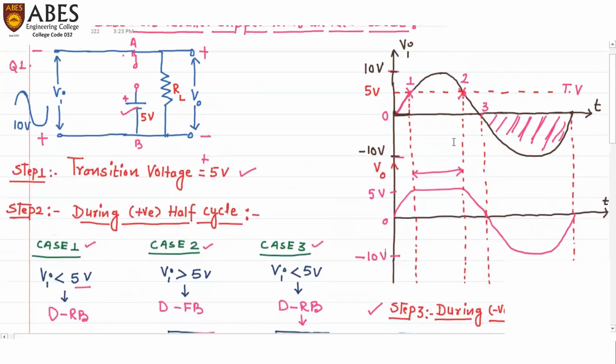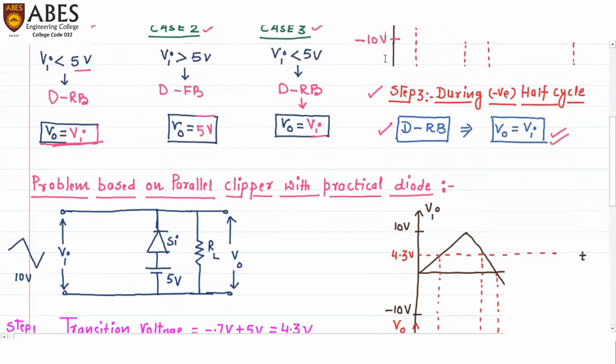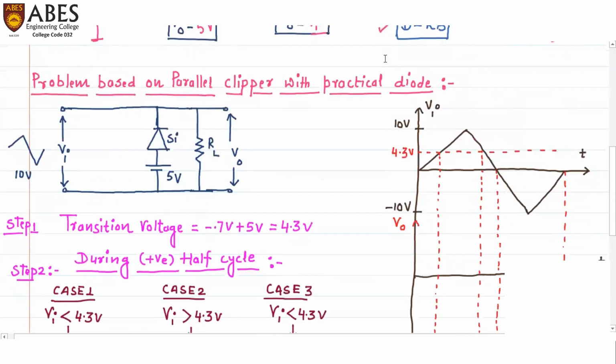So this is an example of a parallel bias clipper, and in this numerical we have taken an ideal diode. Now let's do another problem in which we will take the practical diode. So this is problem number 2.